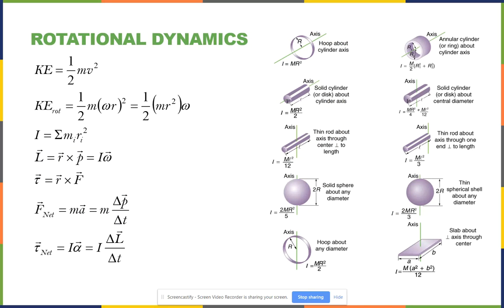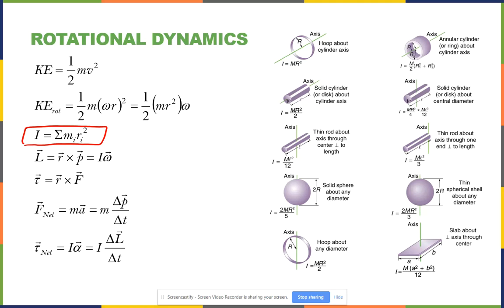So what is this I? We didn't go through any calculations for it, but it turns out that the definition of I is the sum of each individual piece of mass times the radius of that individual piece of mass from the axis of rotation. So it actually depends on the axis of rotation.